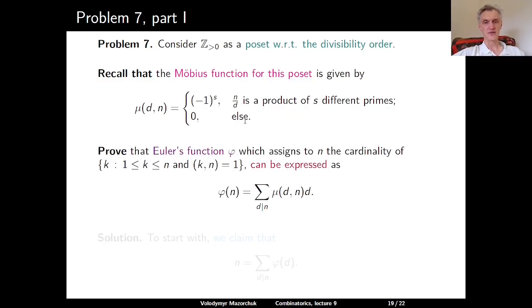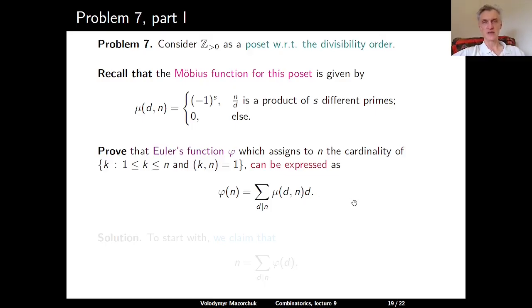Prove that Euler's function phi, which assigns to n the cardinality of the set of all elements k between 1 and n which are coprime to n, so which do not have any common prime divisors with n, can be expressed in the following way. So phi of n is equal to the sum over all d, the divisors of n, and then our mu function evaluated at d, n times d.